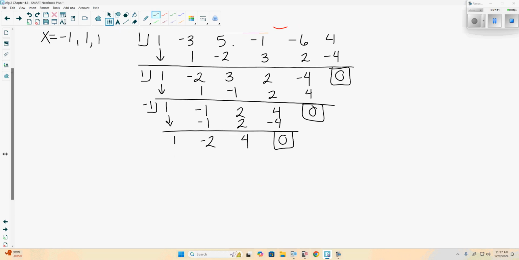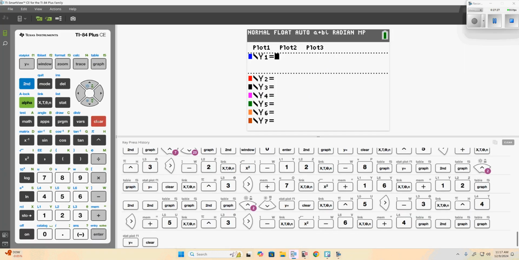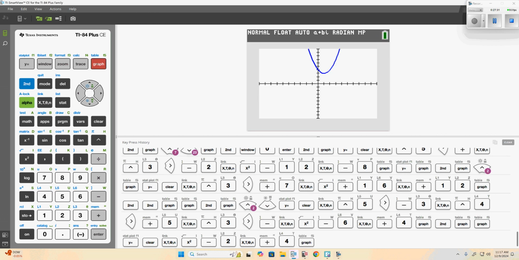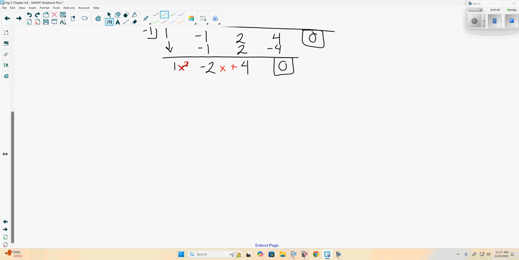So if we put the variables in at this point, we would have x squared minus 2x plus 4. Just by graphing what we have left, it doesn't cross the x-axis, so negative 1 and 1 aren't going to work anymore.